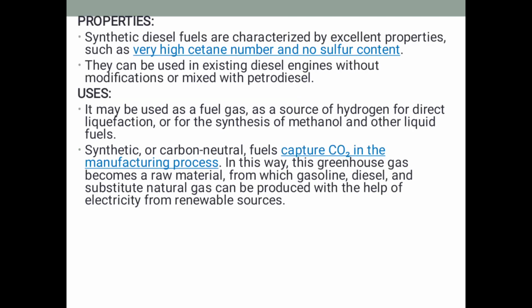Properties: synthetic diesel fuels are characterized by excellent properties such as very high cetane number and no sulfur content. They can be used in existing diesel engines without modifications or mixed with petroleum diesel. It may be used as a fuel gas, as a source of hydrogen for direct liquefaction, or for the synthesis of methanol and other liquid fuels.